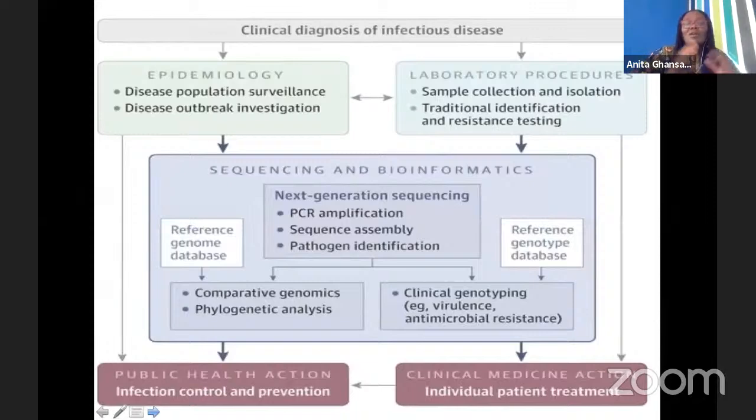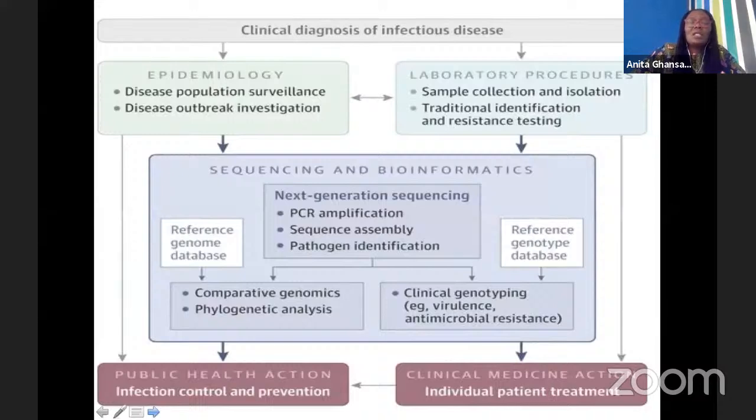So the long story is summarized here. You should take home the fact that if you have a clinical diagnosis of an infectious disease, you can look at the epidemiology or laboratory procedures. That is what we do. We do disease population surveillance, disease outbreak investigations. We take samples and isolate DNA, and we do traditional identification and look for drug resistance.